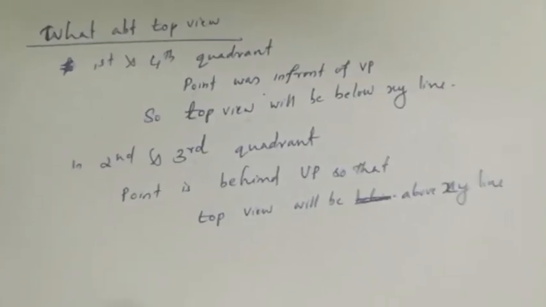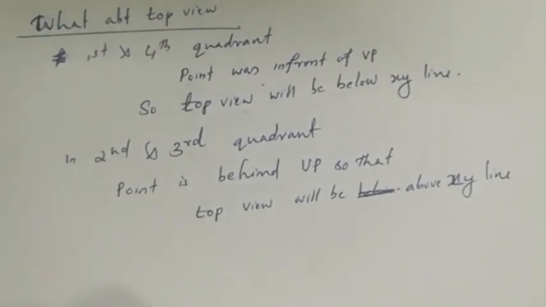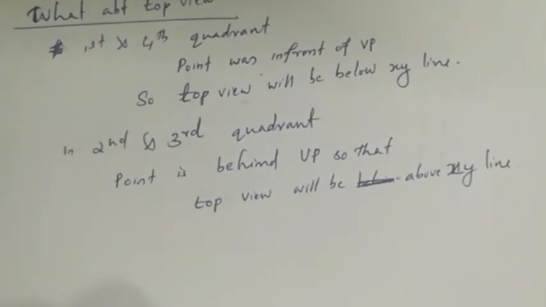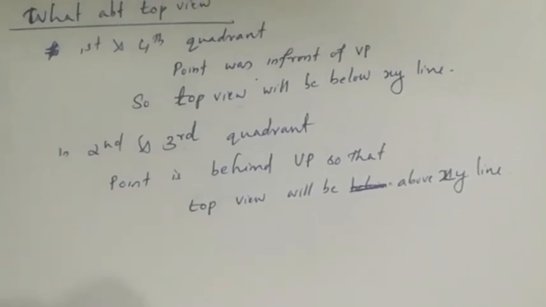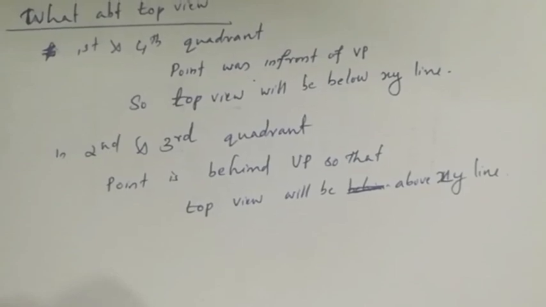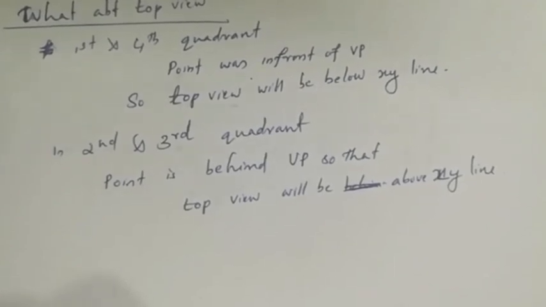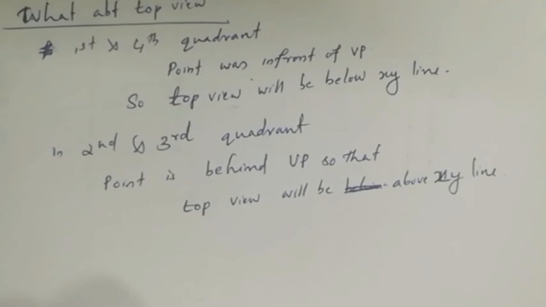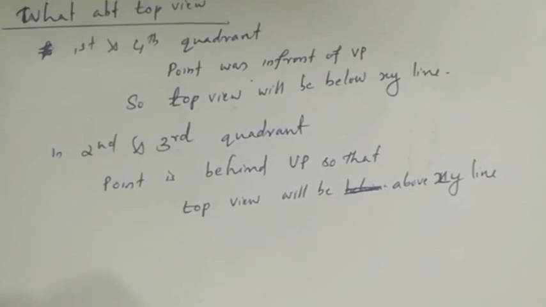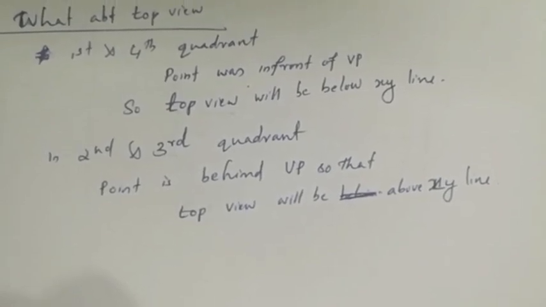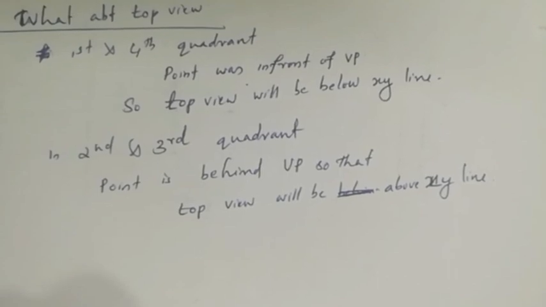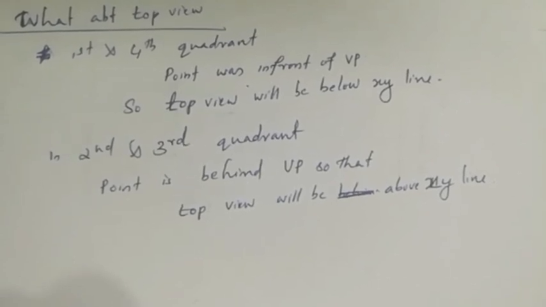This is because in front portion of the HP, only we are rotating the HP. The front portion of the HP is rotated in the clockwise direction, so it will be coming down, and the behind portion of the HP will be going up. The XY line is nothing but the intersection of HP and VP. So the portion going up will be above the XY line in the projection.